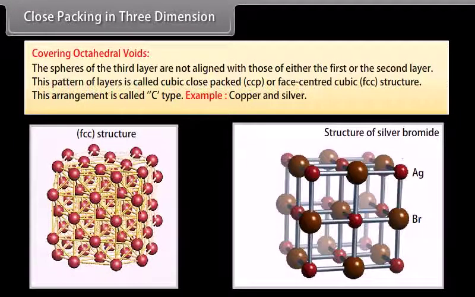2. Covering octahedral voids. The spheres of the third layer are not aligned with those of either the first or the second layer. This pattern of layers is called cubic close-packed CCP or face-centered cubic FCC structure. This arrangement is called C-type. Example, copper and silver.